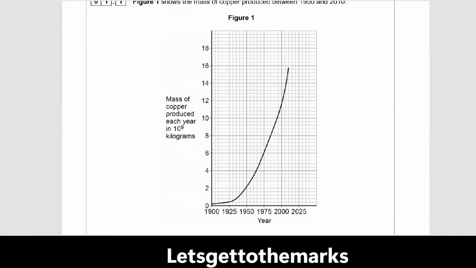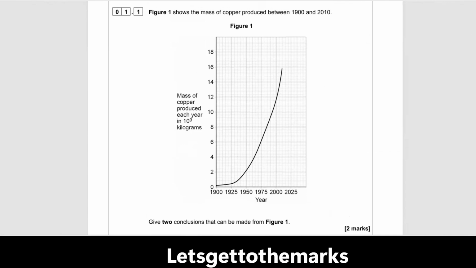Let's try and get this in frame. Otherwise, there's no point in you being able to have a go at it. So it says 1.1, figure one shows the mass of copper produced between 1900 and 2010. Give two conclusions that can be made from figure one, 2 marks. So whenever you get these, describe the graph, give two conclusions from the graph. They just want you to state facts.